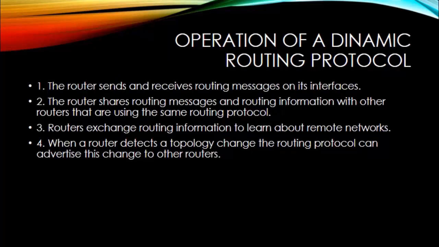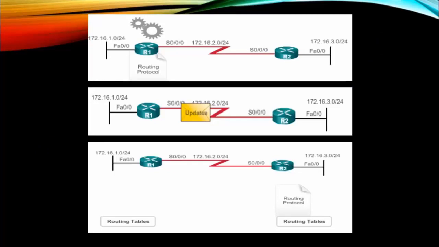Operation of a dynamic routing protocol. A routing protocol follows these steps. The router sends and receives routing messages on its interfaces. The router shares routing messages and routing information with other routers that are using the same routing protocol. Routers exchange routing information to learn about remote networks. When the router detects a topology change, the routing protocol can advertise this change to other routers. In this example, we can see how routers exchange updates to fill up their routing tables.